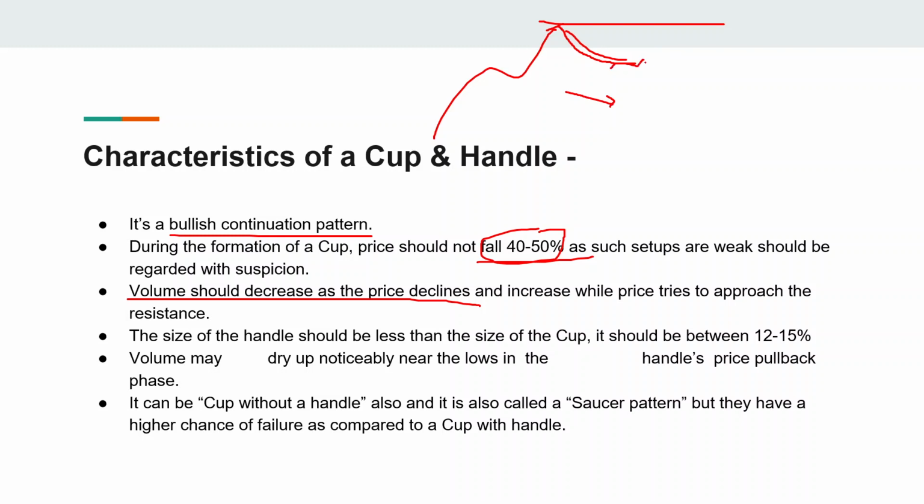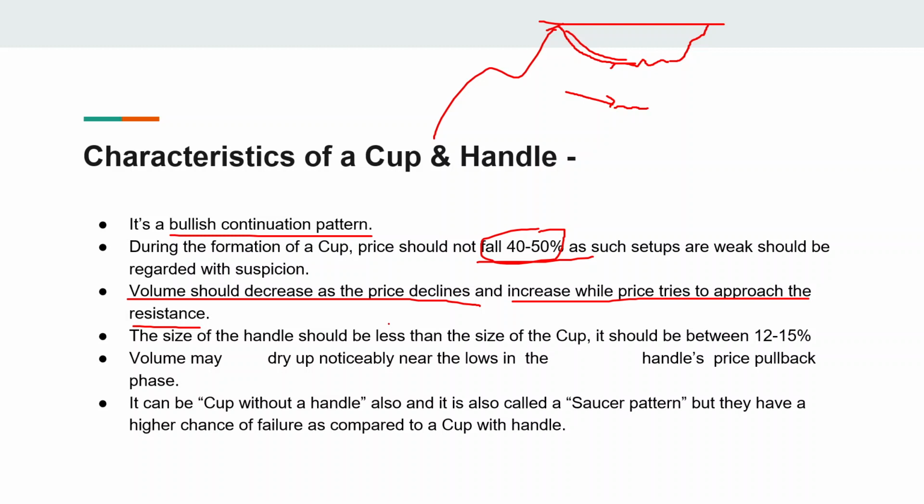And during the bottom formation, when the stock is stagnant and it is just trading in a small range, volume should not pick up. There should be very little volume activity. That is what's ideal for this pattern to succeed. And as the price increases, the volume should increase. So when the price starts moving again, moving up and approaching the resistance, ideally the volume should again start increasing. So that is what happens in case of this cup and handle pattern.